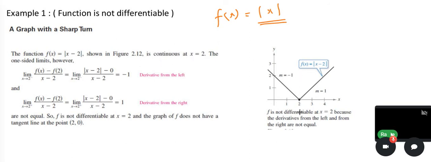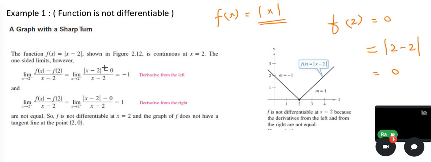You can see from this diagram that it is continuous everywhere. If you are a little concerned about whether it is continuous at 2, it is still continuous, because I can see the left hand limit and the right hand limit both coincide at the value 0. In fact, f of 2 is also 0. You can plug it in: f of 2 is the absolute value of 2 minus 2, which is also going to be 0. If you take the left hand limit and right hand limit separately, they also come to 0. Therefore it is continuous at 2.